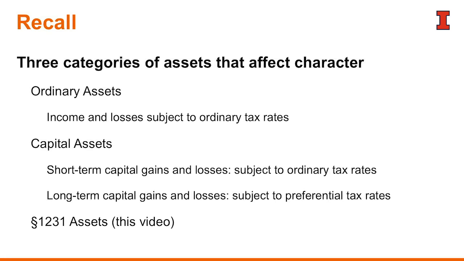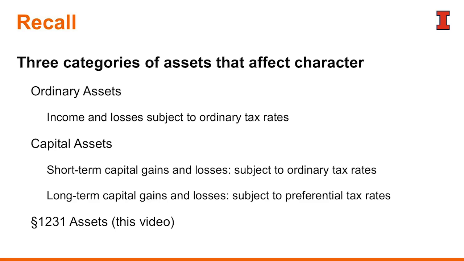Welcome back as we continue discussing the character of recognized gains and losses. Recall that the type of asset that we sell will drive the character of the gain or loss during a property transaction. In particular, there are three key types of assets. First, an ordinary asset is one that is used in a trade or business that's held for 1 year or less, and assets such as inventory and accounts receivable are always ordinary assets.